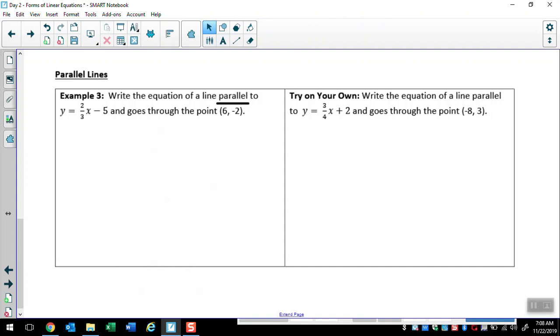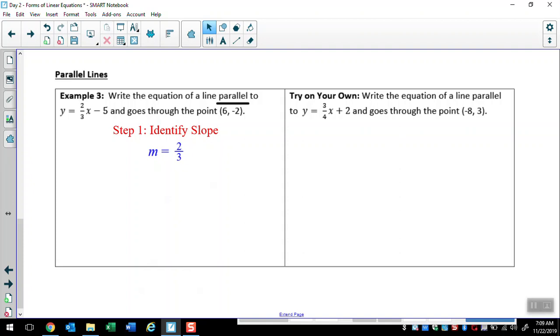And it has to go through this point. Right? So the first thing I need to do is identify my slope. So in this equation, my slope is going to be this guy right here, the 2/3. Right? And then because parallel slopes are the same, I don't change this. This is going to stay exactly the same.